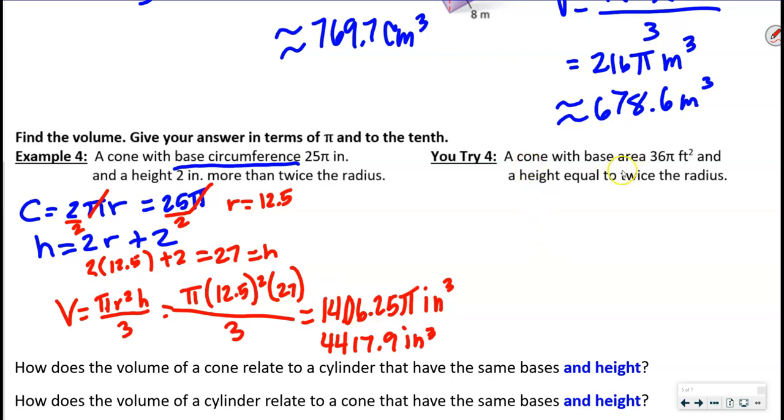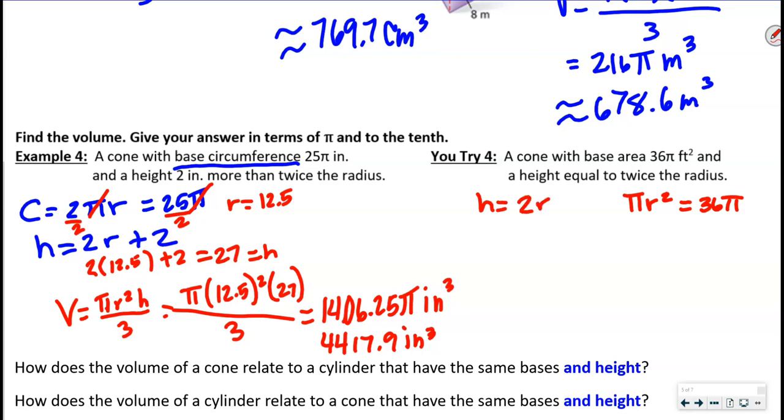So let's talk about this next one before you guys get going. This one says base area. Now remember, the base of a cone is a circle, right? So that's going to be our pi r squared is equal to our base, right? So that's going to be equal to 36 pi. This time it says the height is equal to twice the radius. So our height this time is 2 times the radius, and that's it.